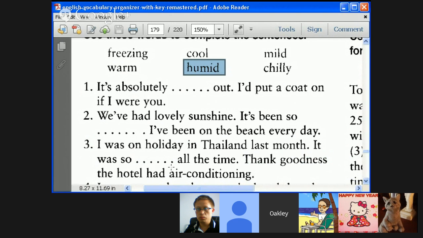Thank goodness. Okay. Humid. I am looking up the dictionary. Okay, humid. It can be humid without being hot.